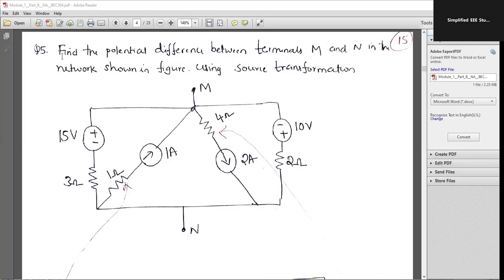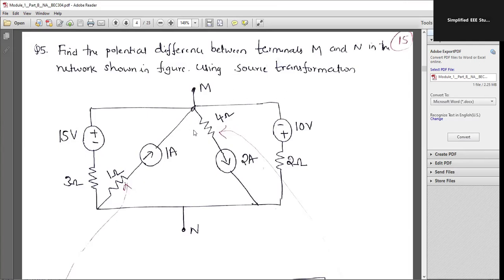So the given question is: find the potential difference between the terminals M and N in the network shown in the figure using source transformation. As you can see, this is a network which comprises the terminals M and N. M is at a higher potential whereas N is at a lower potential. You can see different types of passive elements available. Now you need to calculate the voltage between M and N.